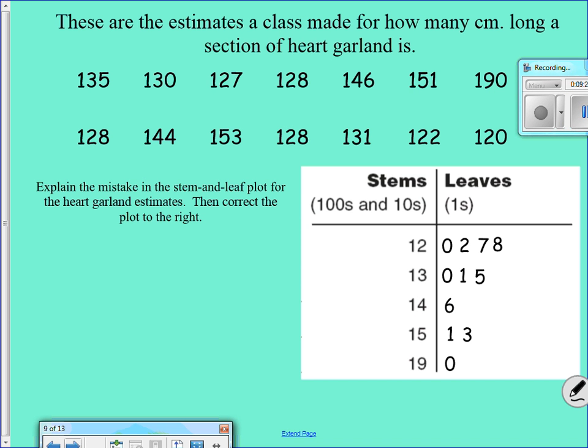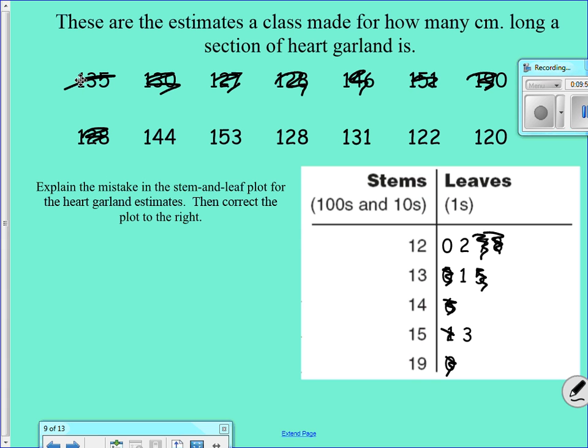These are the estimates a class made for how many centimeters long a section of the heart garland is. Okay, we have to find the mistake. So let's take a look. 135, so we're at 13 and 5. 130, we're at 13 and we're at 0. 127, 1, 2, 7. 128, 1, 2, and 8. 146, done. 151, done. 190, done.